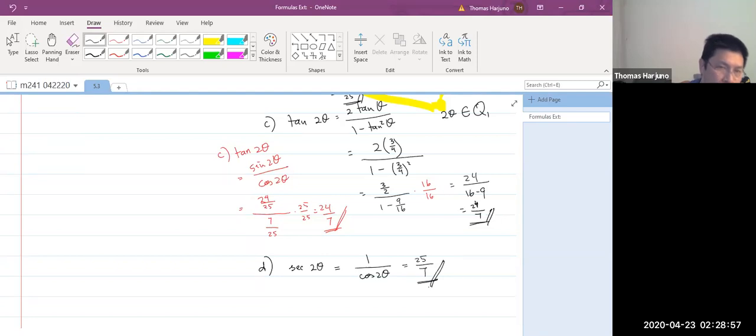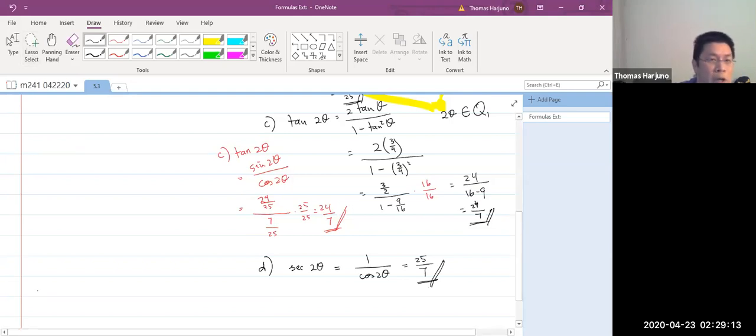That's why we don't need the formula for secant 2 theta. Just work it out using the reciprocal idea from the basic property, because we already have cosine 2 theta. Now, next one. Suppose I want to do another example, this time about graphing.